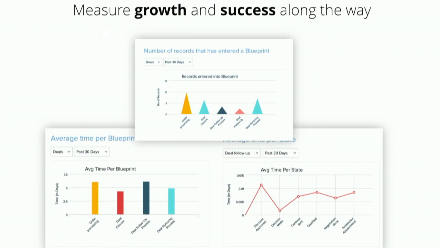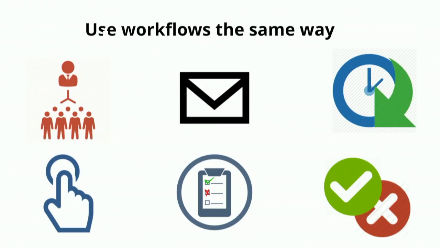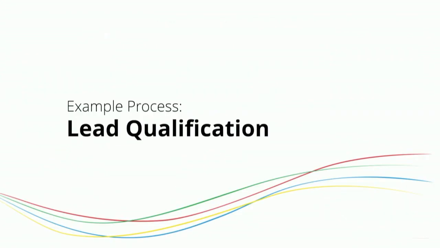And of course, you can measure the growth and success of how those processes are doing as well. So you can see how much time each and every record is in a blueprint. You can see how many records are entering or leaving a blueprint. So there's a lot of different things that you can track in growth measurements along the way. On top of that, you can also trigger the same workflows and actions that we were talking about before. So as a deal moves from stage 1 to stage 2, we can trigger that email, that task, that custom function or webhook, pretty much the same way that we did in a workflow, right? So you'll have that ability inside the system.